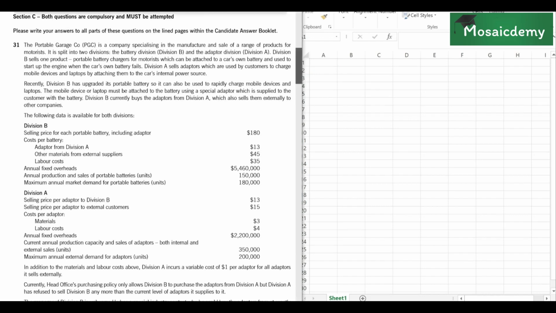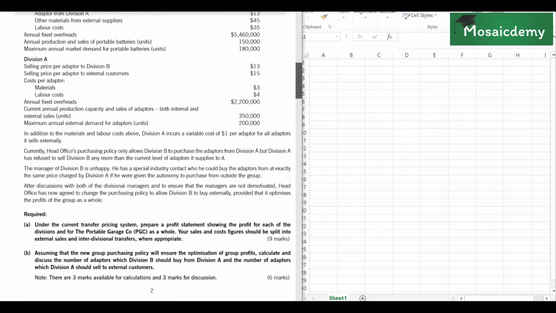Now, the question this time will start with requirements as always. Part A. Under the current transfer pricing system, prepare a profit statement showing the profit for each of the divisions and for the Portable Garage Co., which is the company in the case, as a whole. Your sales and cost figures should be split into external sales and interdivisional transfers where appropriate, and this is for 9 marks. Right, so preparing profit statements for the divisions and the company as a whole in a transfer price scenario is a question which has become more and more popular in recent sittings.